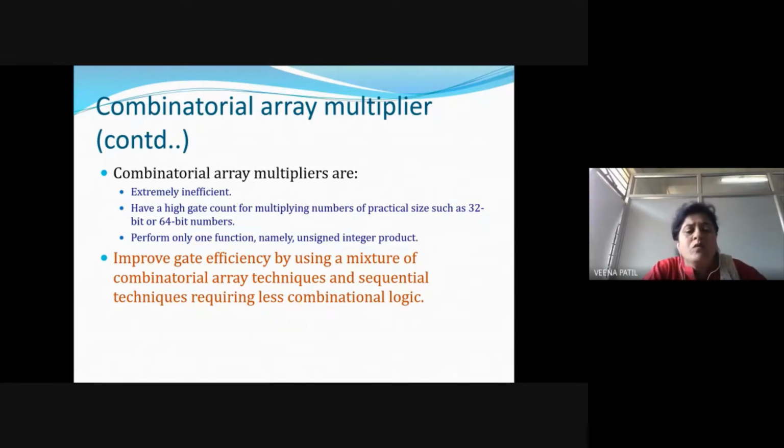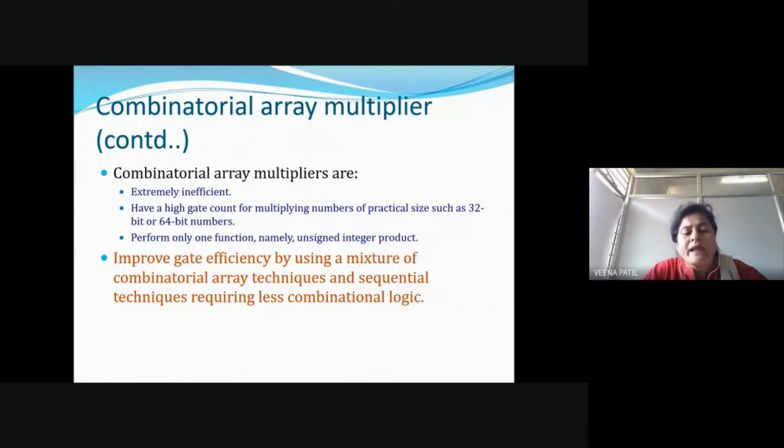So we can perform only one function, namely unsigned integer multiplication. Using this circuit, we can perform only unsigned integer multiplication. So to overcome this, we are going to design something wherein the number of flip-flops, or the number of full adders, are less, and the number of gates needed will be less.